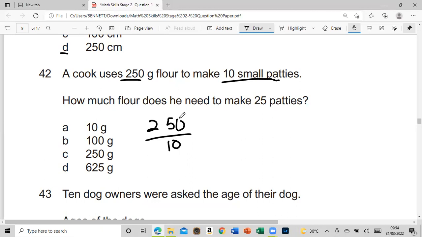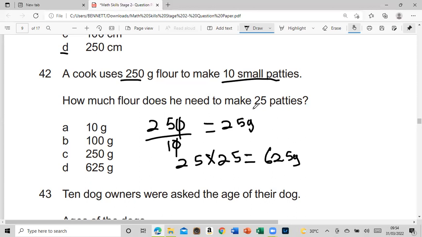How many grams does it take to make 1, right? So we can say it takes 25 grams to make 1 patty. Another 1 patty. And then now we say 25 times 25. Just in case they never set up the answer as a giveaway. Alright.